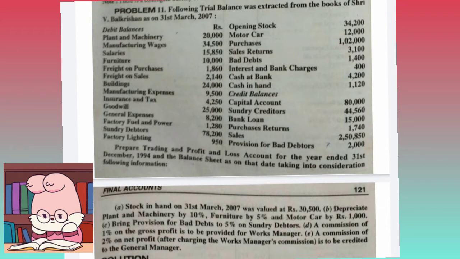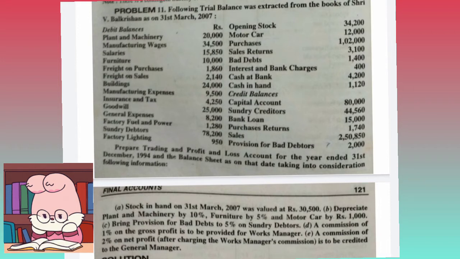A commission of 1% on the gross profit is to be provided for the works manager. So it is a commission to be paid, so it is a P&L account item. We will calculate it on the gross profit amount, 1%. Then a commission of 2% of net profit after charging the works manager's commission.